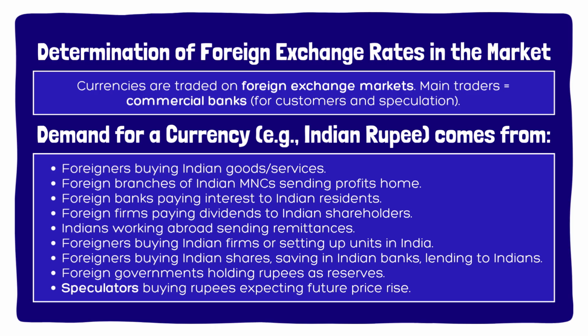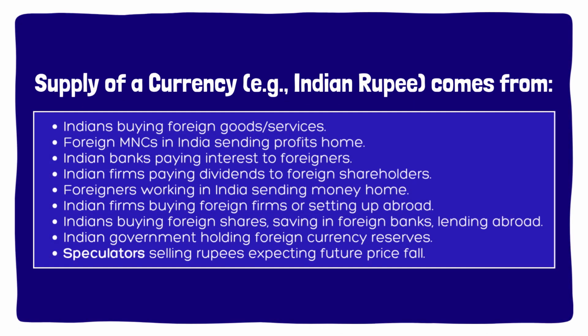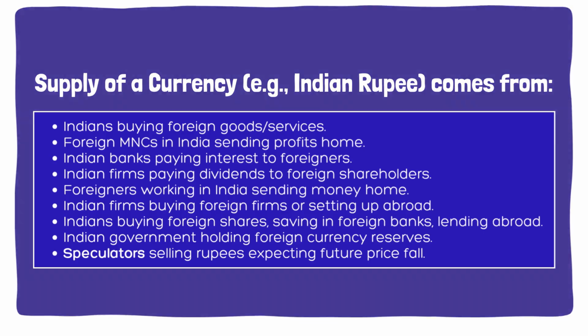The demand for a currency comes from foreigners wanting to buy goods and services from that country, foreign investors investing in businesses, people saving money in banks, and speculators expecting the currency to rise in value. For example, demand for Indian rupees would increase if foreign firms wanted to invest in India, or if foreigners bought Indian products. On the other hand, the supply of a currency comes from residents buying foreign goods and services, investing abroad, or exchanging money to travel or save overseas. Speculators may also sell a currency if they believe its value will fall.